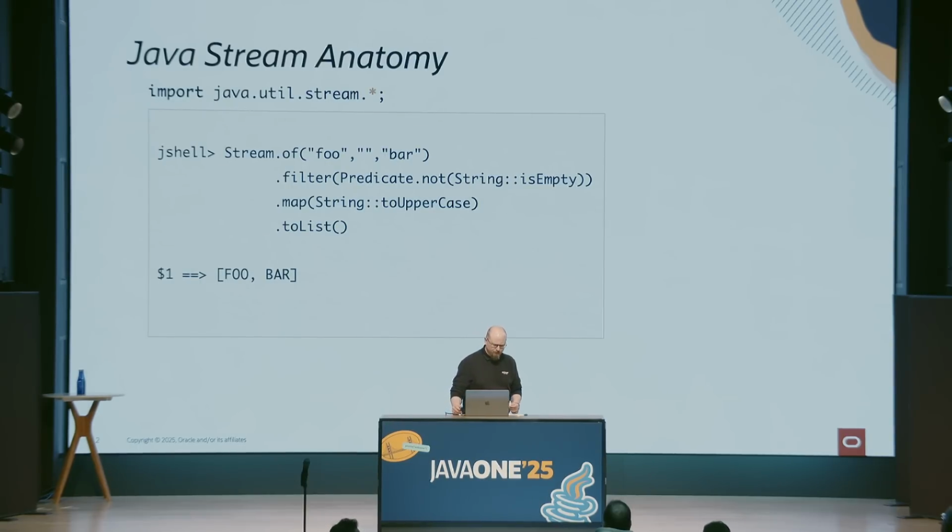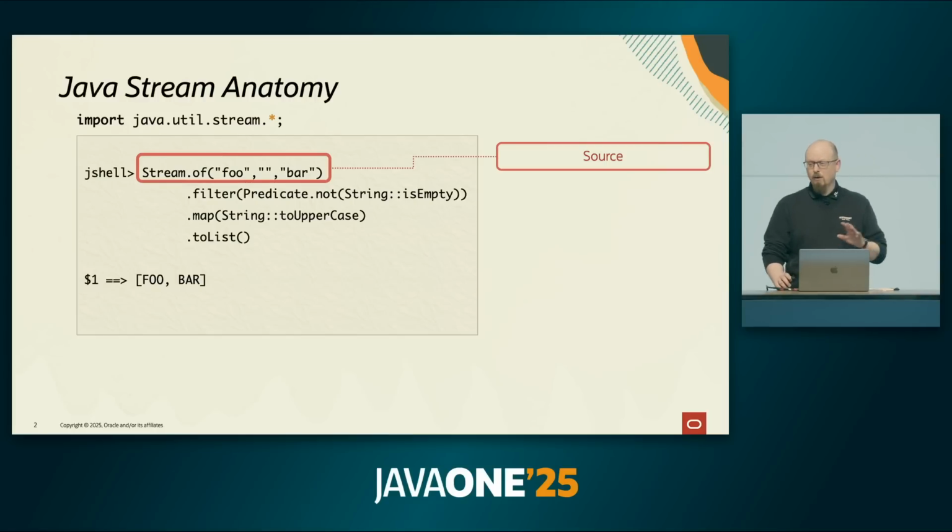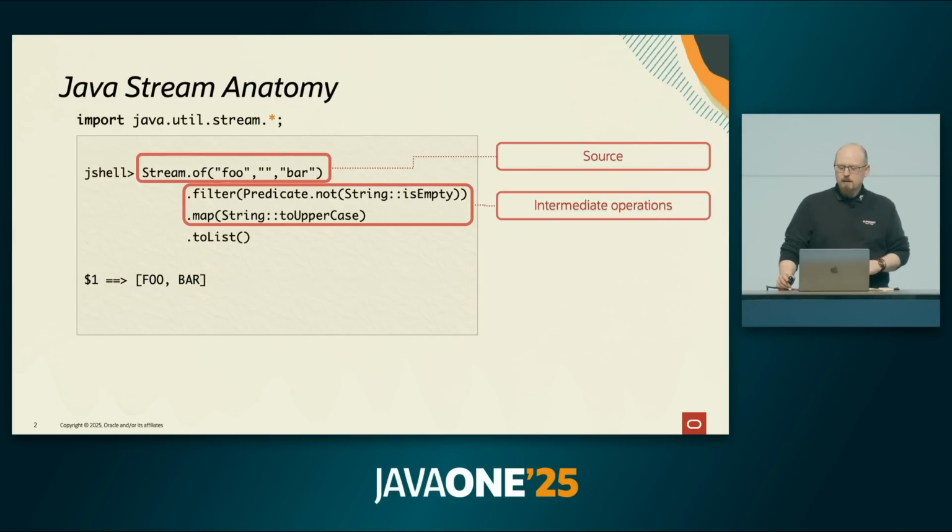So this, for all intents and purposes, this part is a source of information or elements. And there are many different ways to obtain sources of elements, right? You could have an array list that you have elements from, or you could have a generator, if you will. And then these parts are intermediate operations.